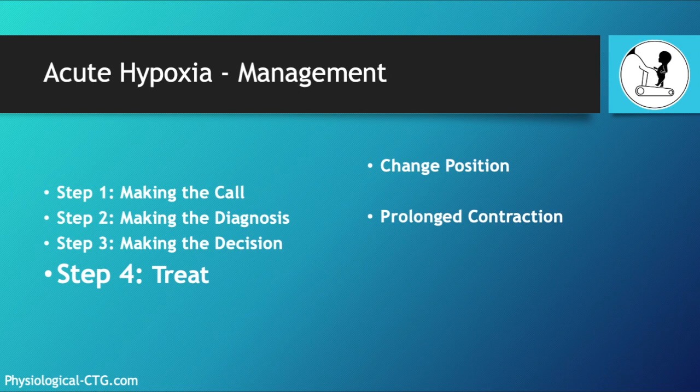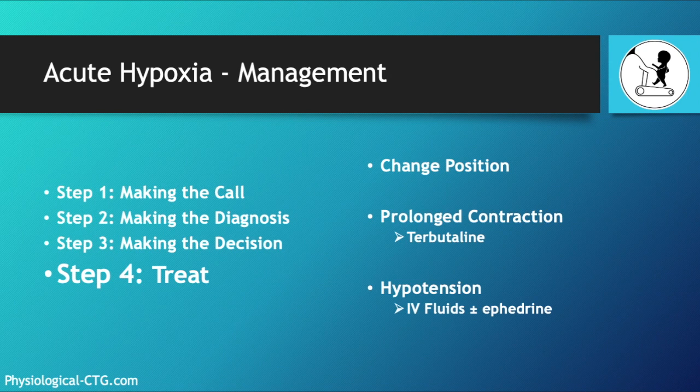If it had already been stopped, or she was never on Synto to start with, and you still have an ongoing uterine contraction, you need to administer a tocolytic immediately. In our unit, we use subcutaneous terbutaline. If the hypoxia is caused by hypotension, starting rapid IV fluids, if clinically safe, may help improve the perfusion of the uterus and hence the placenta. If the anesthetist is around, administration of ephedrine may also be quite helpful.